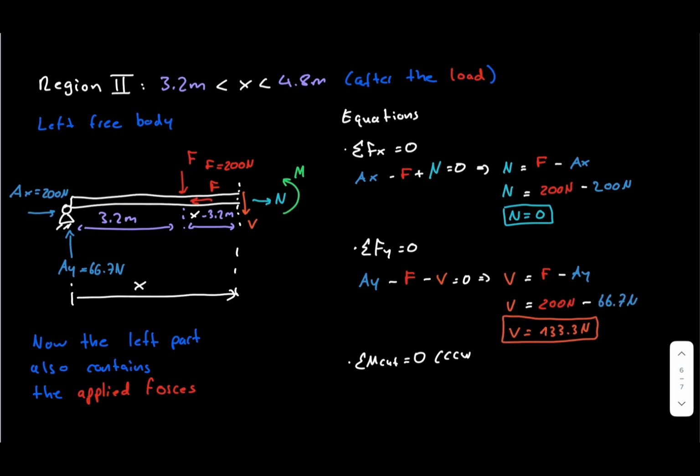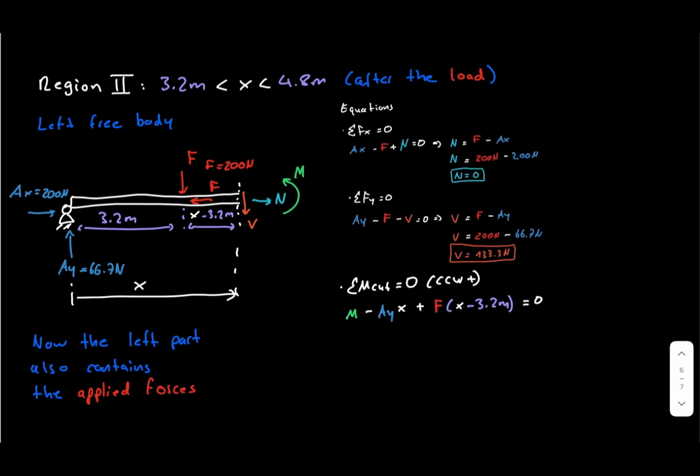For the bending moment in region 2, we again take moments about the cut. The equation is M minus AY times X plus 200 times (X minus 3.2) equals 0. Solving gives M equals 66.7 X minus 200 times (X minus 3.2). Simplified, this becomes M equals negative 133.3 X plus 640.